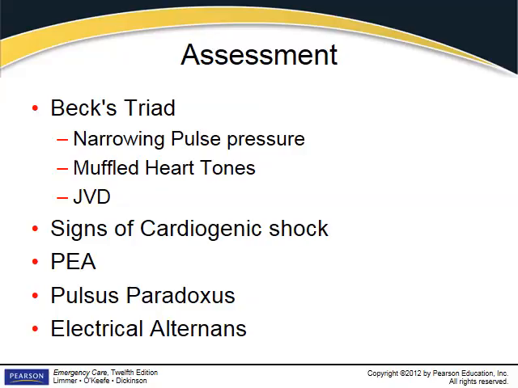You're also going to see signs of cardiogenic shock. You can see pulseless electrical activity, pulsus paradoxus, and electrical alternans. Pulsus paradoxus is a pulse that is stronger on one side than the other. And electrical alternans, I think we've already discussed what that was. I do have another example of it on the next slide here.